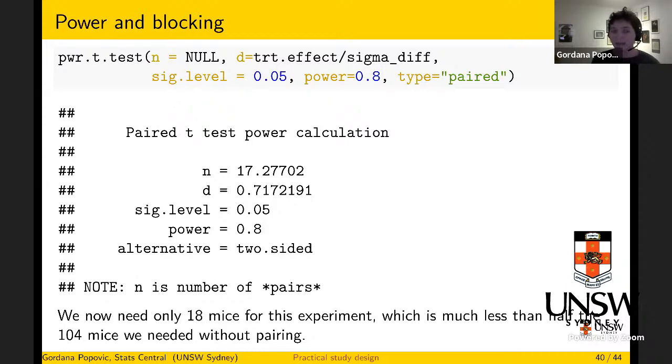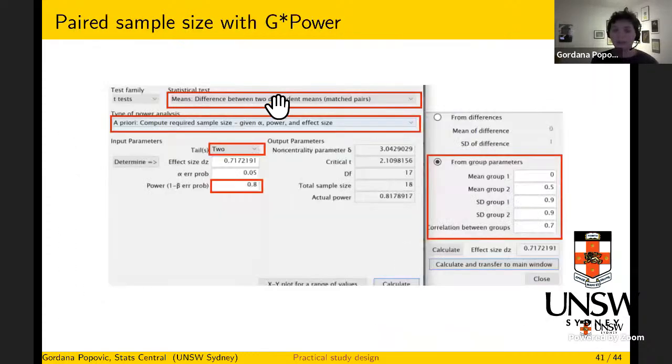So before we had 104, so 52 in each group. And now we have 18 mice total. We do have to apply the treatment twice to each mouse, but 18 is still much less than half of 104. So we get a substantial improvement in the sample size required by blocking like this. So it's usually very good to do. This will tell you how to do it in GPower. You just need to add the correlation. It's very easy.